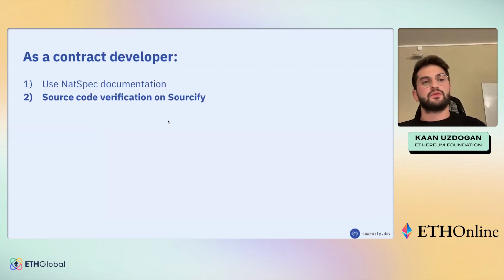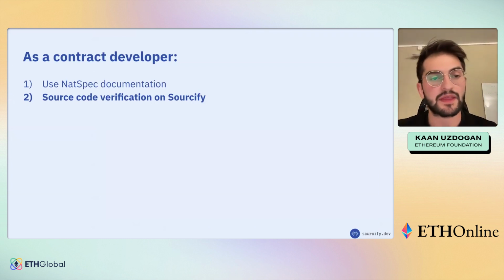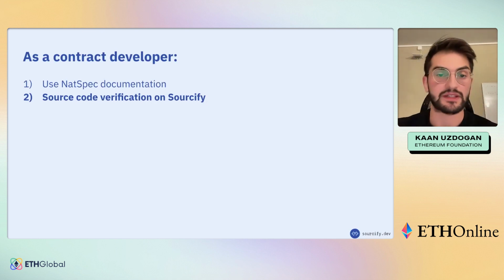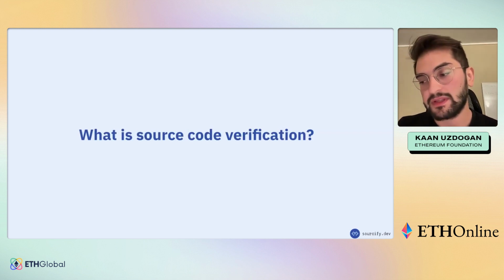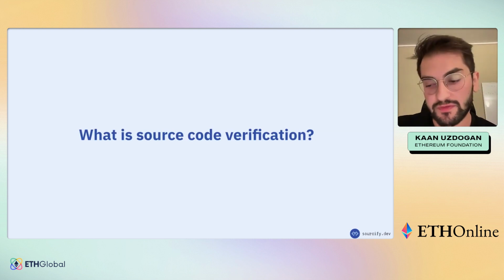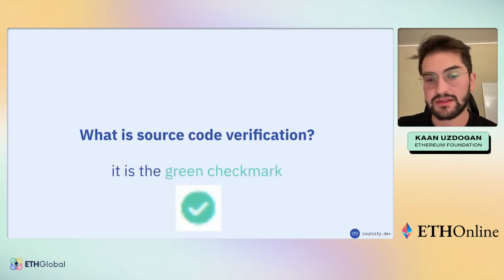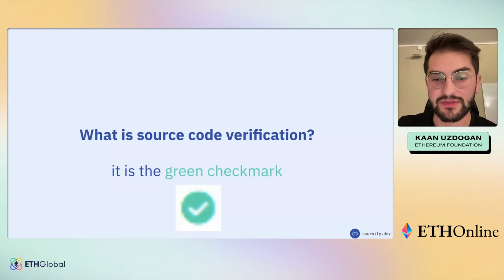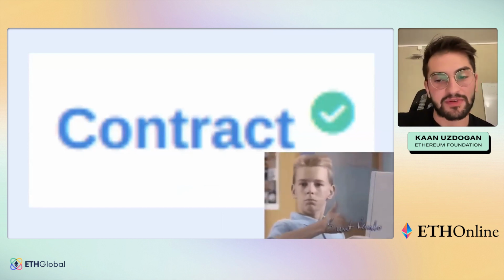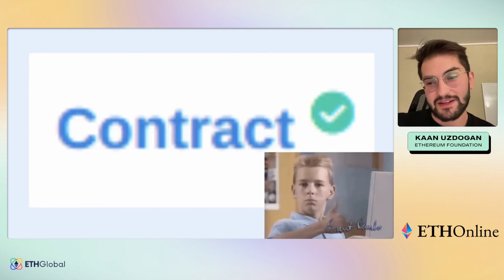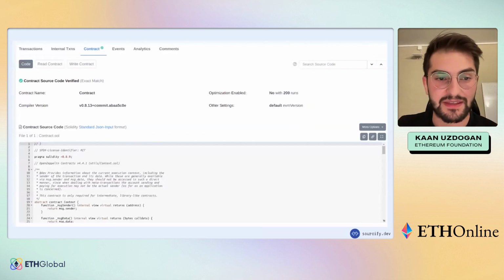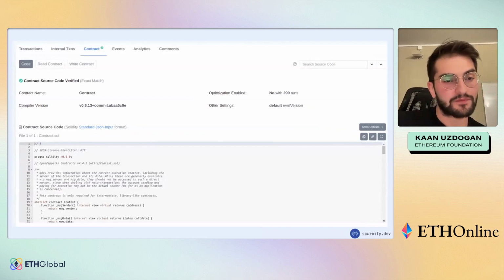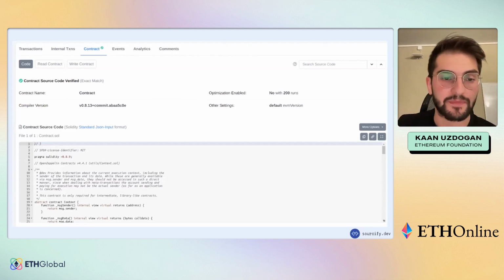Okay, so we use the NatSpec documentation. And the second thing we can do is the source code verification on Sourcify. So before diving into more, maybe let's have a look at what source code verification is. I'm pretty sure everyone has seen this green check mark if you are interacting with a contract or looking at the source code of a contract. And you see this and you're happy because then you know everything's verified, everything's checked, and this is what you see in Etherscan when you are looking for the source code of a contract.